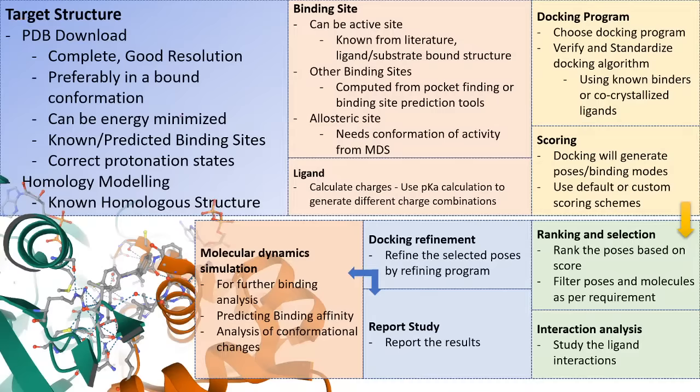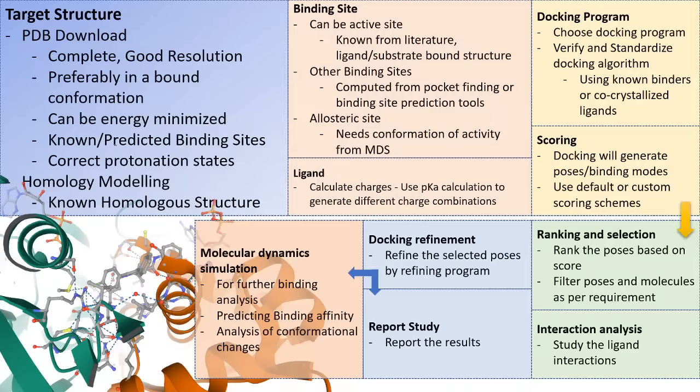So first is finding the receptor or target or protein, whatever you want to call it, that structure. So download it from the PDB. While downloading, make sure that it's complete and of good resolution. Resolution is also very important. Then preferably in a bound conformation. Many times you may need to energy minimize the protein to make sure that everything is proper, especially the side chain rotations are minimized with respect to the energies.